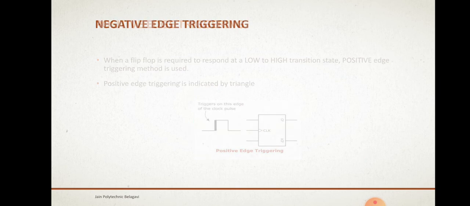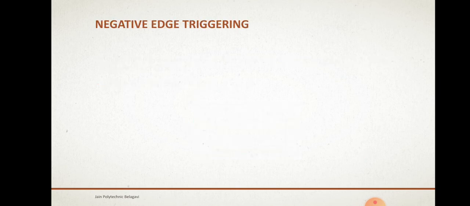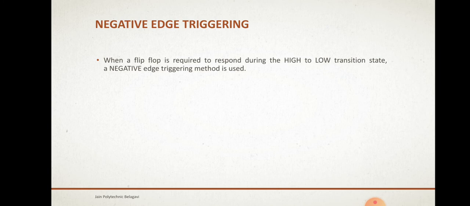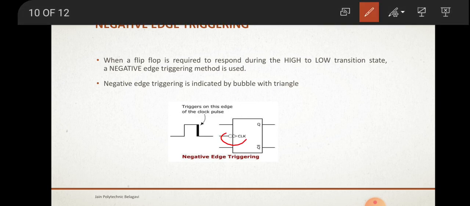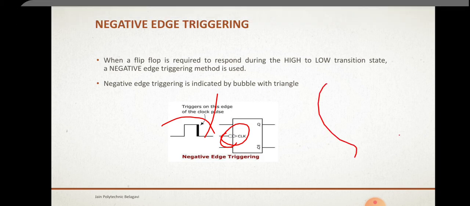Next there is negative edge triggering. In negative edge triggering, when a flip-flop is required to respond at a high to low transition, the negative edge triggering method is used. Negative edge triggering is indicated by a bubble with a triangle. You can observe here, bubble with a triangle. Negative edge triggering means a high to low transition, triggering on this edge of the clock pulse. That is a negative edge transition.